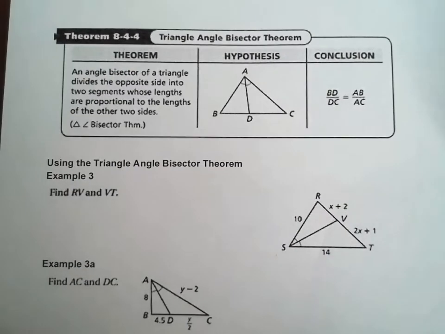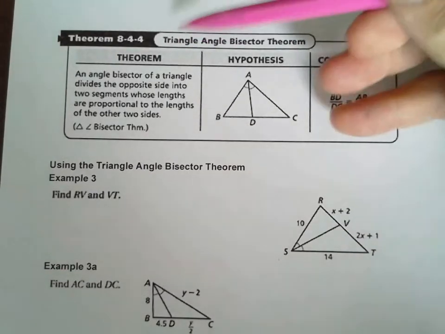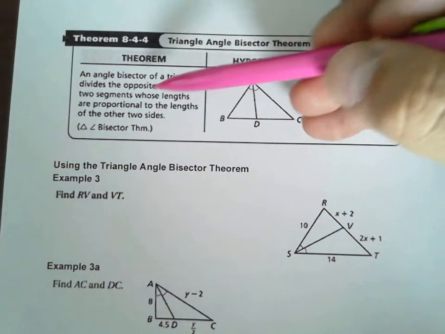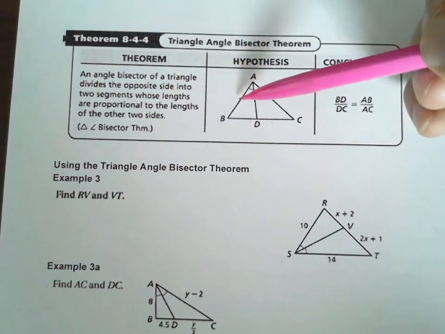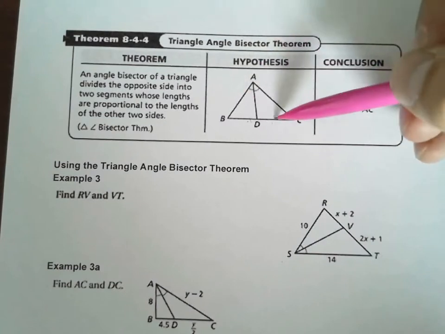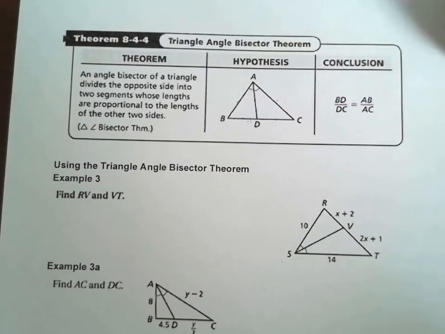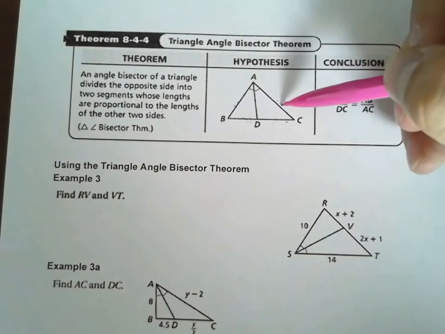Alright, flip it over. This one kind of gets some people sometimes because they're not sure where to go with it every now and then. But basically, we have the triangle angle bisector theorem, which says this: an angle bisector of a triangle divides the opposite side into two segments whose lengths are proportional to the lengths of the other two sides. So this piece to this piece is the same as this piece to this piece, which is what this is saying. So BD to DC is the same as AB to AC.